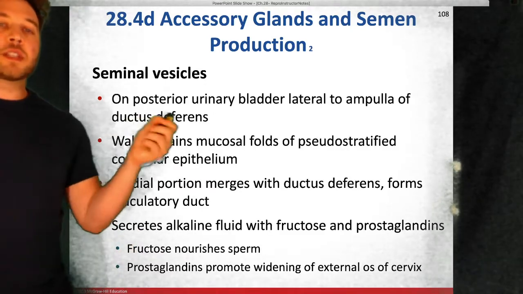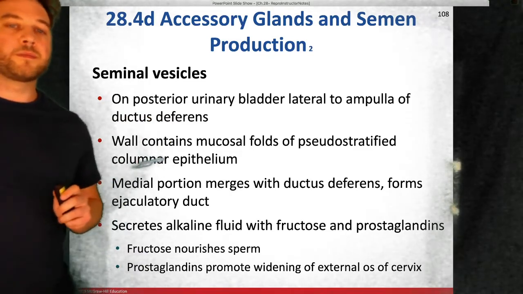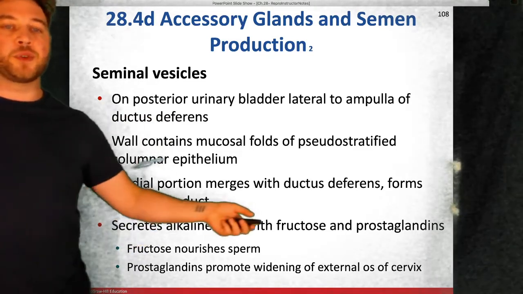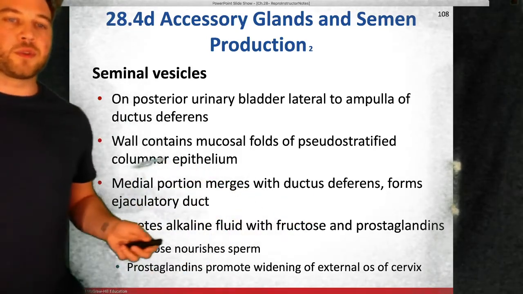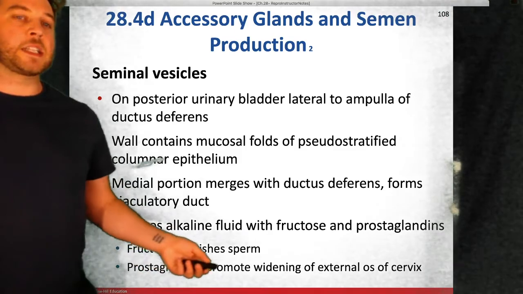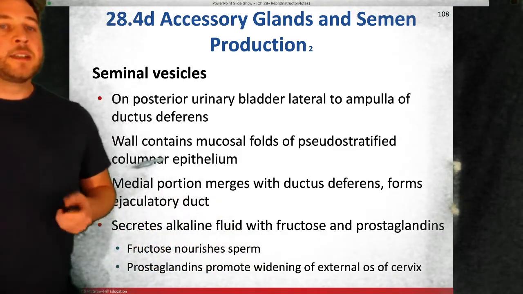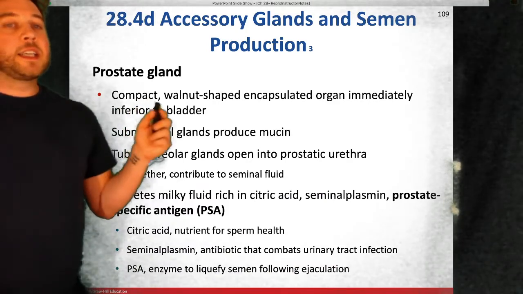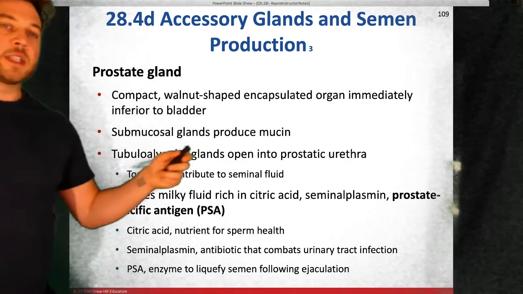The seminal vesicles, posterior to the bladder, secrete this alkaline fluid that has both fructose, a sugar, and prostaglandins. The fructose nourishes the sperm. The prostaglandins promote the widening of the external os of the cervix, so they help it to dilate. The prostate gland is a walnut-shaped encapsulated organ immediately inferior to the bladder. It produces mucin.